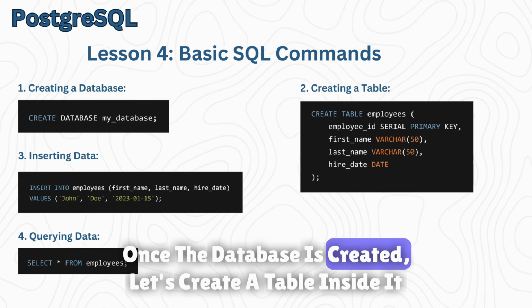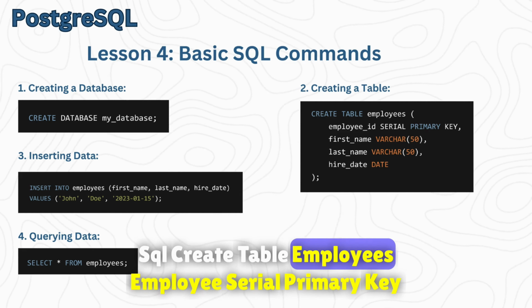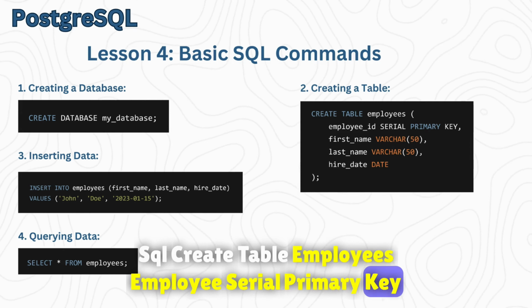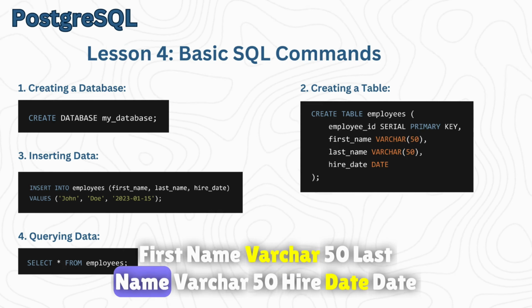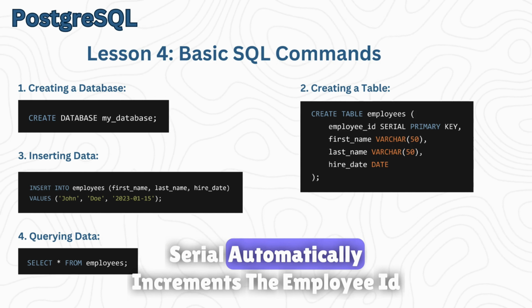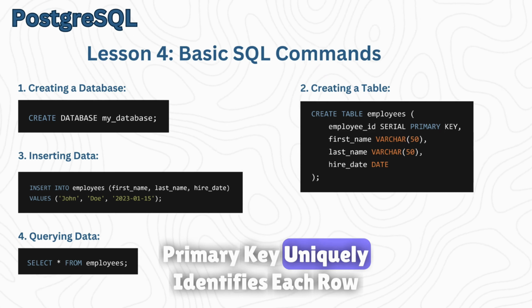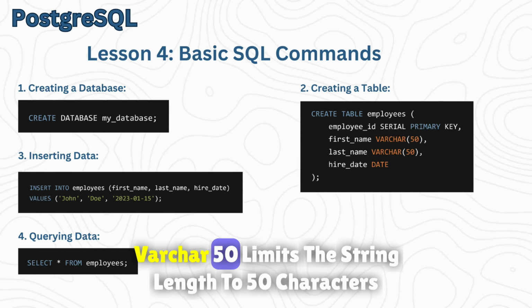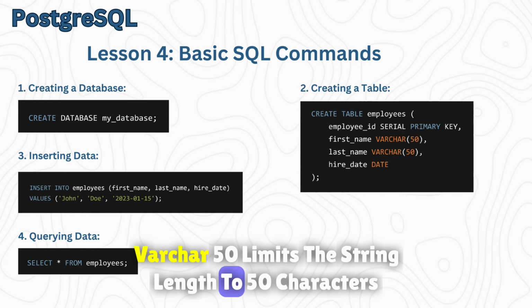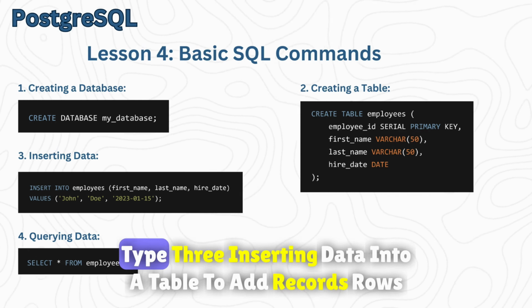2. Creating a table. Once the database is created, let's create a table inside it. SQL: CREATE TABLE employees (employee_id SERIAL PRIMARY KEY, first_name VARCHAR(50), last_name VARCHAR(50), hire_date DATE); SERIAL automatically increments the employee_id field. PRIMARY KEY uniquely identifies each row. VARCHAR(50) limits the string length to 50 characters. DATE specifies the column as a date type.